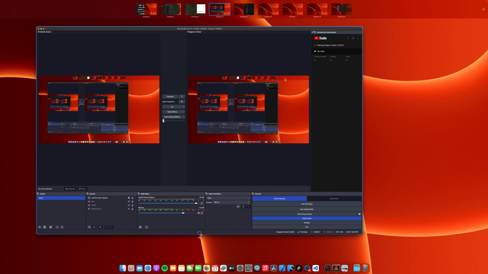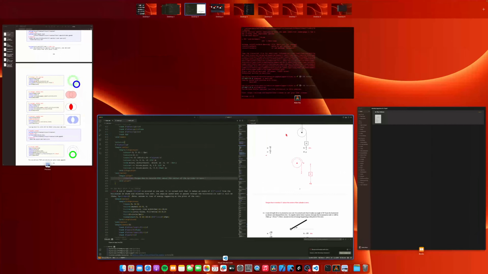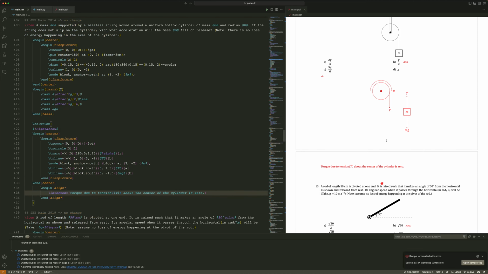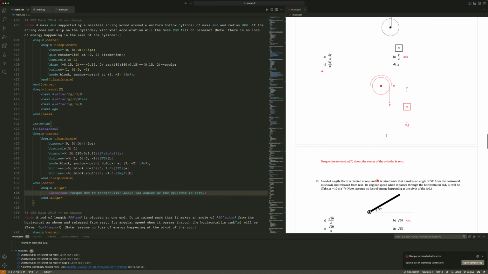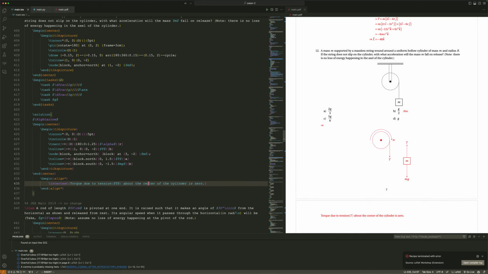Hey guys, this is part 3. Yesterday I left at problem number 12, so we will continue from problem 12. Let's get it started. As you can see, we left here only with the diagrams. So, in problem number 12.